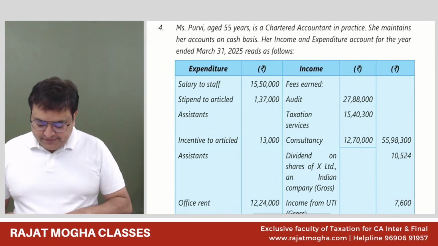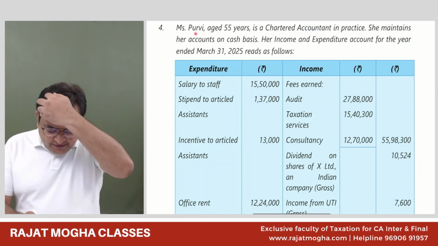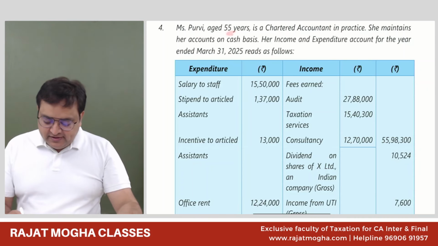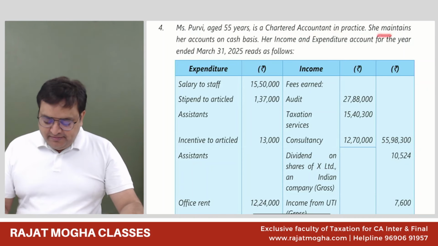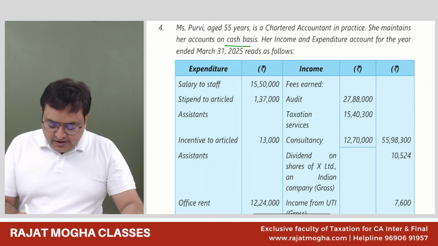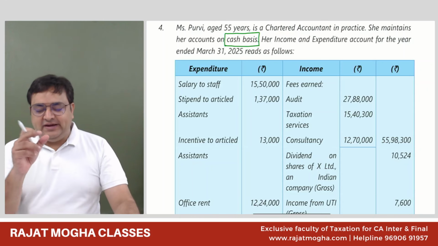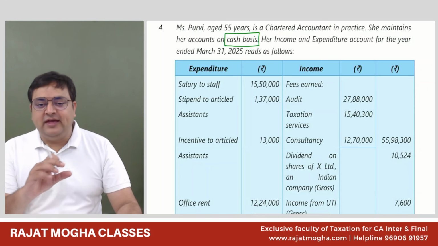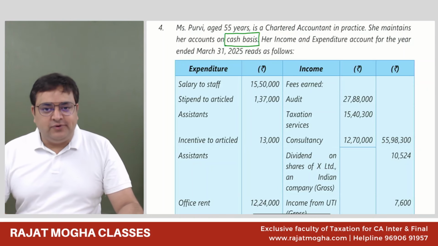Question number 4. It says that Miss Purvi, age 55 years, is a chartered accountant in practice. She maintains her accounts on cash basis. Now, what does this statement mean? That all the expenses and all the income will be taken on cash basis only.